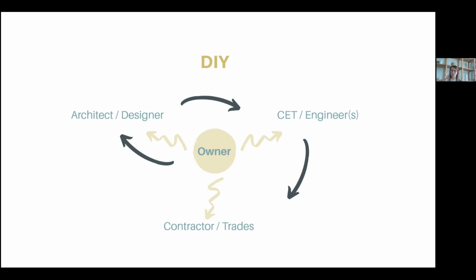The dark arrows represent the flow that would be best if the owner called the designer, who then brought on the CET and the engineer, and then brought on the trades. That would be a good system. It's not always that way in my experience.